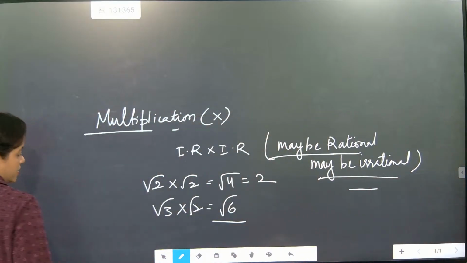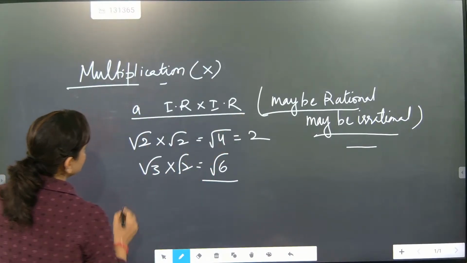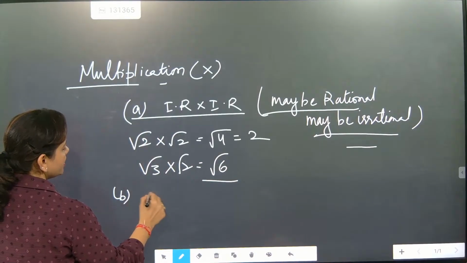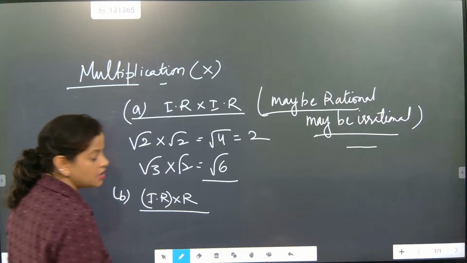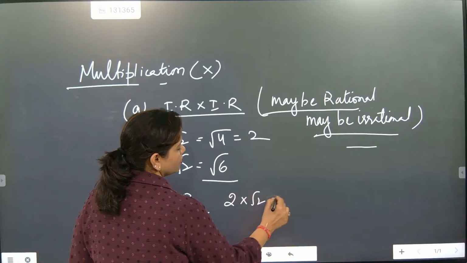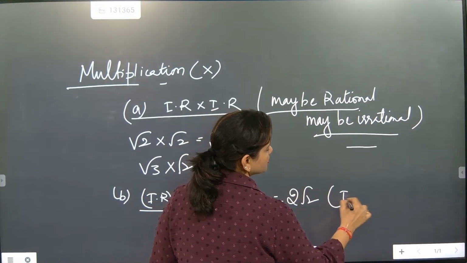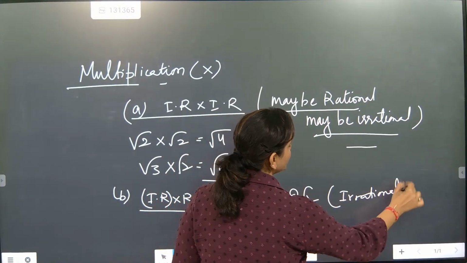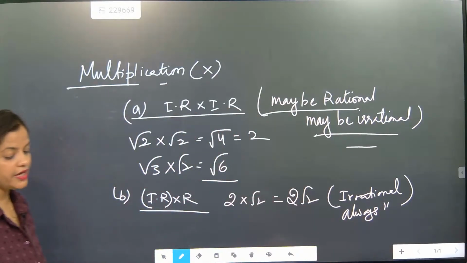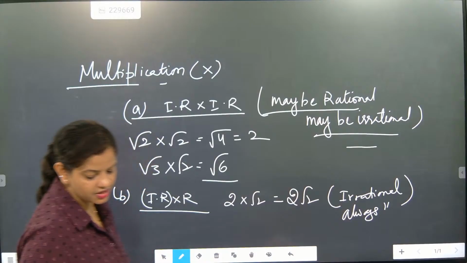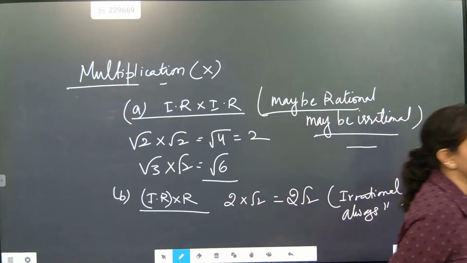So now, the next shot what they will ask is, this is the first part we have done. Second part is, if somebody says irrational into rational, what is the story? Irrational into rational. So if somebody says 2 into root 2, 100% it will come 2 root 2, which is irrational. So you can use the word always irrational. Understood? There you can very much clarify that it is considered as always irrational.